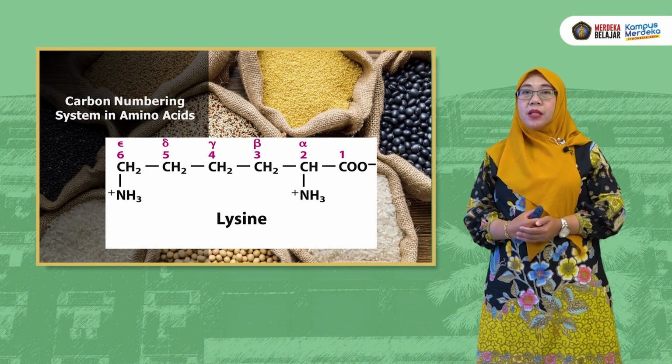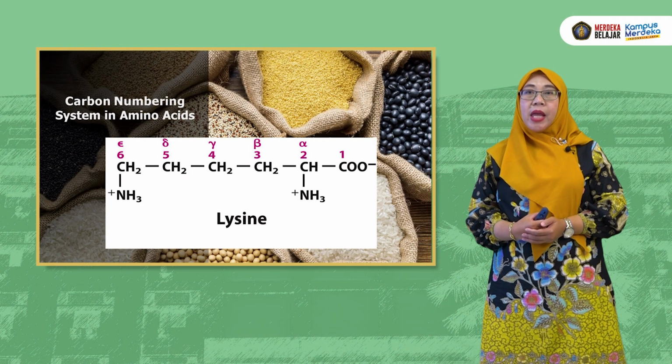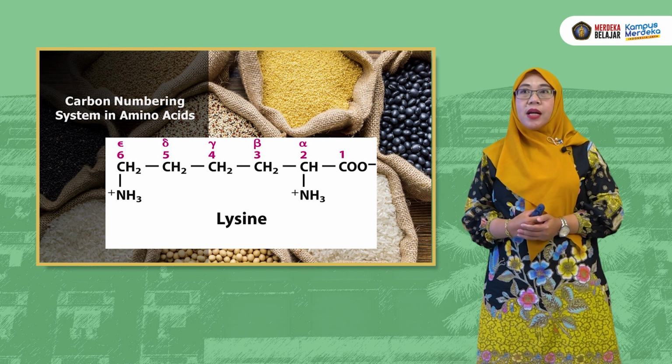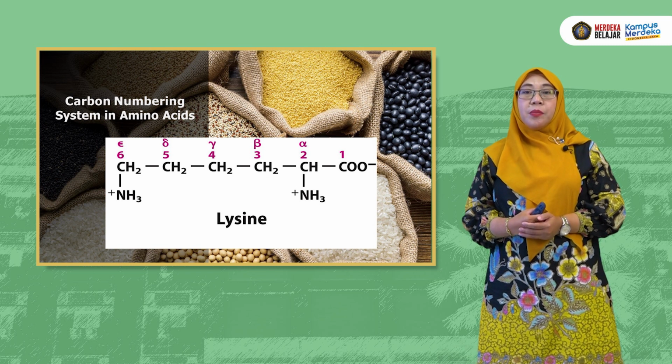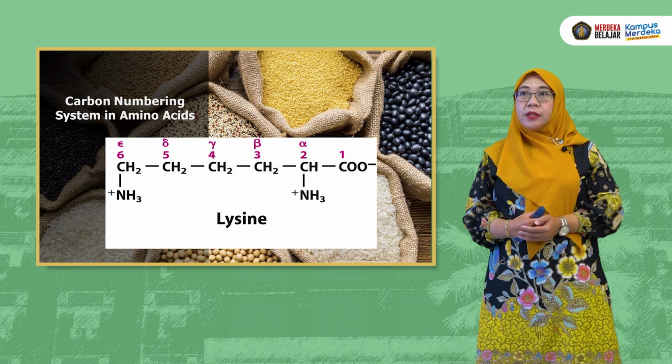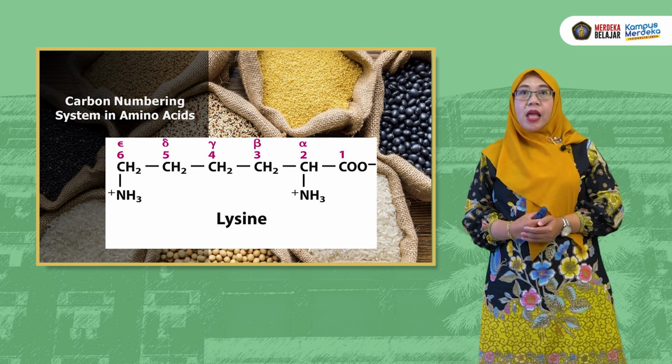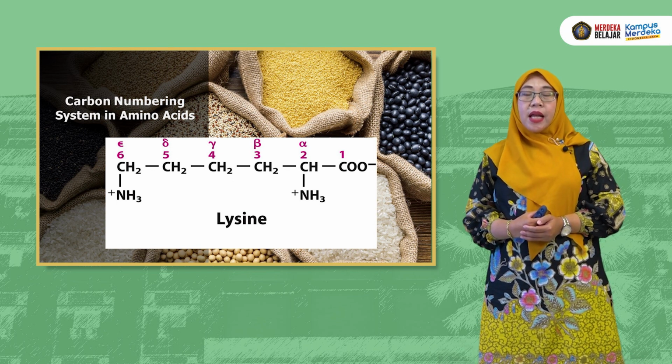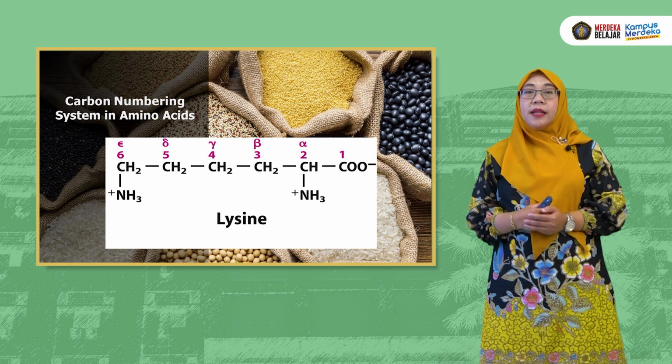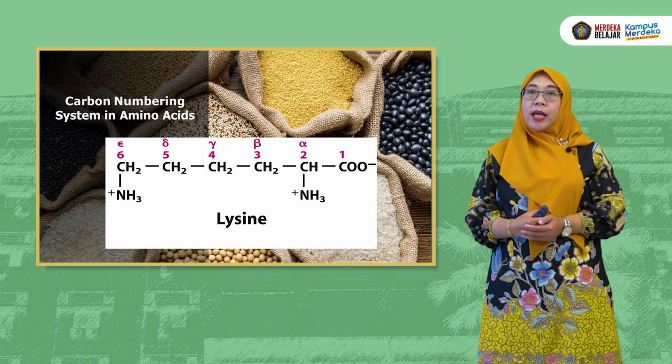The carbon numbering system in amino acids is based on the distance from the central carbon atom. The central carbon atom is the alpha carbon atom, next to it is beta, then gamma, next is delta, and the last one here is epsilon. This is an example in the amino acid lysine.